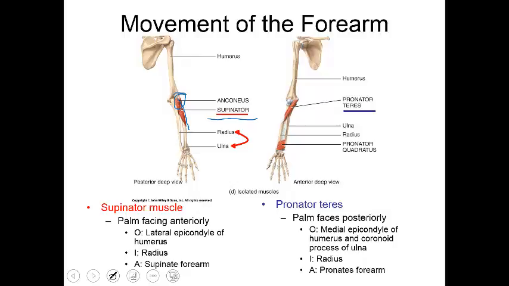Now flip back forward to the anterior side. You have the pronator teres muscle that helps you pronate the arm. It also originates on the humerus, but unlike the supinator, this one originates from the medial epicondyle of the humerus, as well as the coronoid process of the ulna. So this is oriented from the ulnar side back to the radial side right here. It also inserts itself into the lateral surface of the radius. So these two muscles are the pronator teres as well as the supinator.